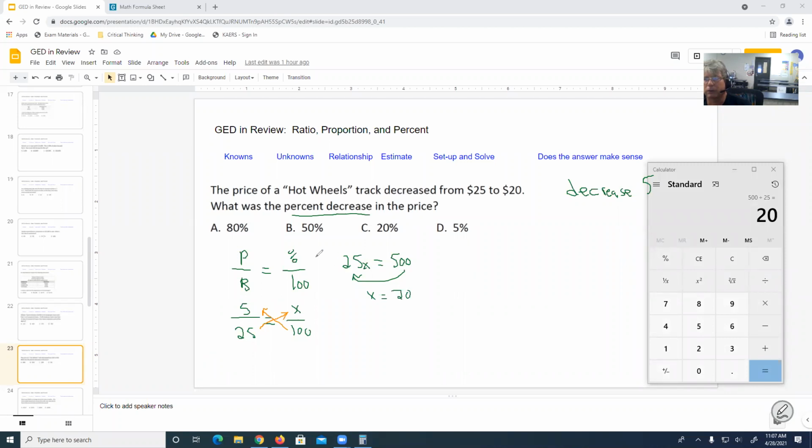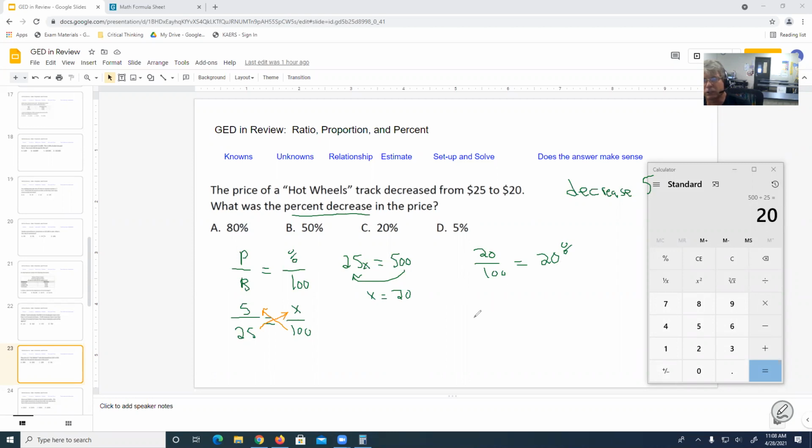Now remember, this becomes 20 over 100. And 20 over 100 is the same thing as 20%. And 20% would be the same thing as 0.20 as well.